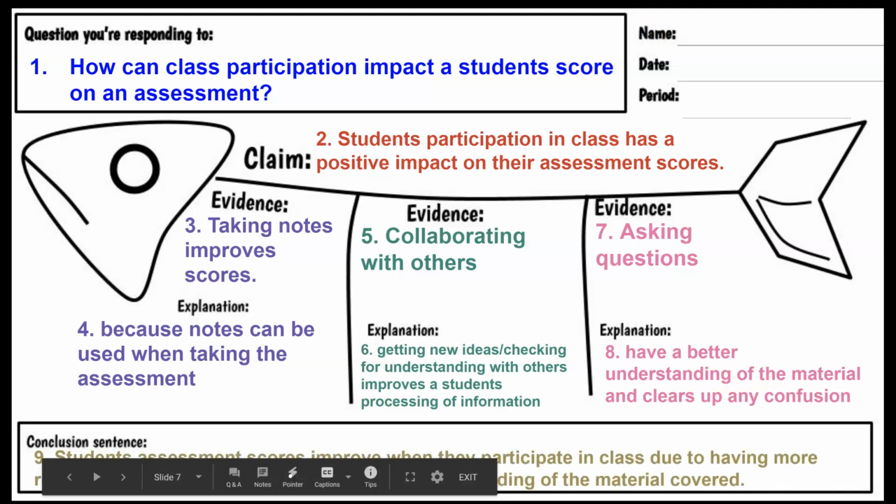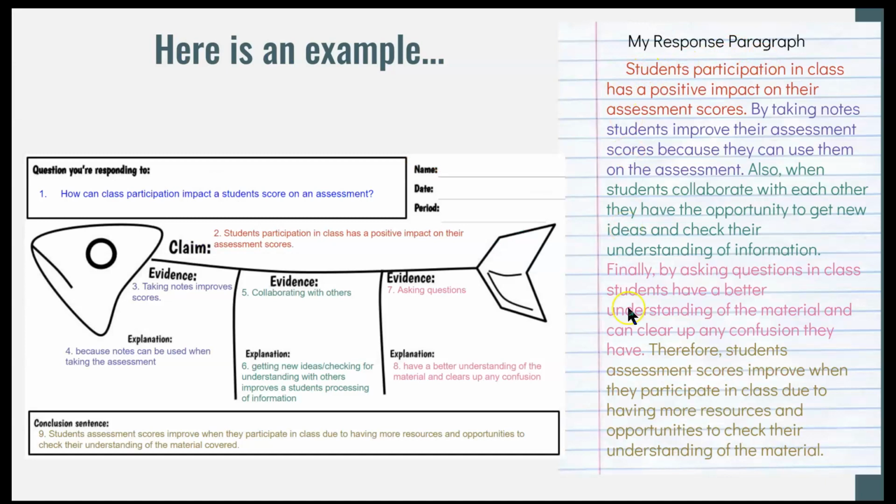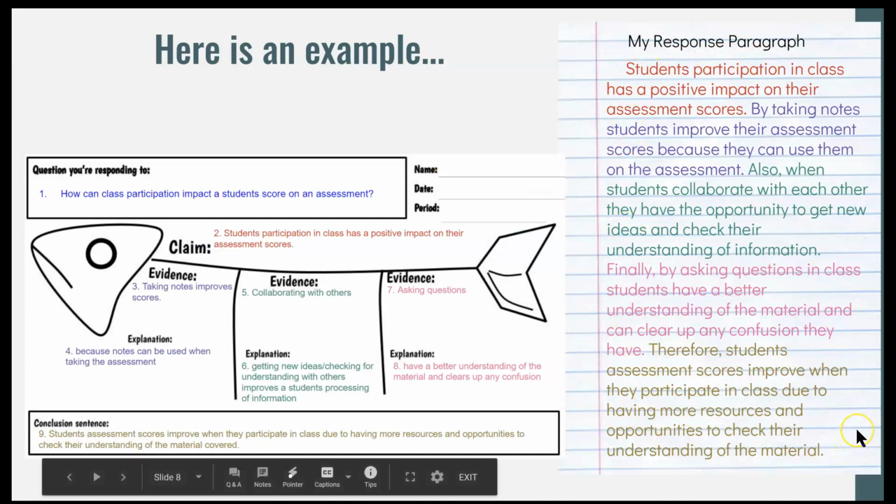And at the very end, once again, that conclusion sentence, if I just summed all that up, student assessment scores improve. Okay, that's my claim again. When they participate in class due to having more resources and opportunities to check their understanding of the material covered. Basically, all that evidence is talking about the different resources and chances, opportunities that we have to check our understanding. And if I were to write that out into a paragraph, that's what that would look like.